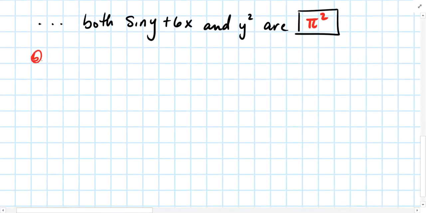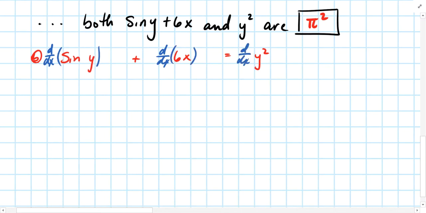For part B, we just need to identify the slope-intercept form of the tangent line through that point. So let's start by finding the derivative, and once we've established the derivative, then we can use that to identify our slope. So the original equation was sine y plus 6x equals y squared. Now I apply my derivative notation, d/dx, to all components, so we can find the derivative of each component individually.